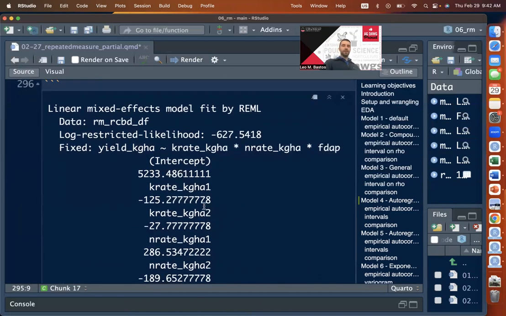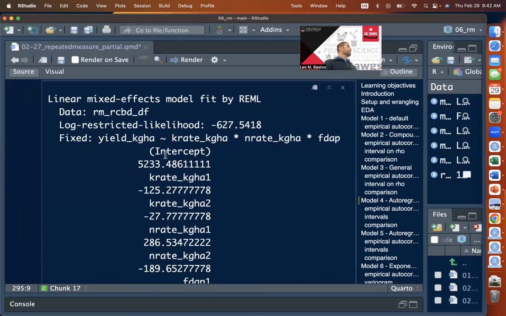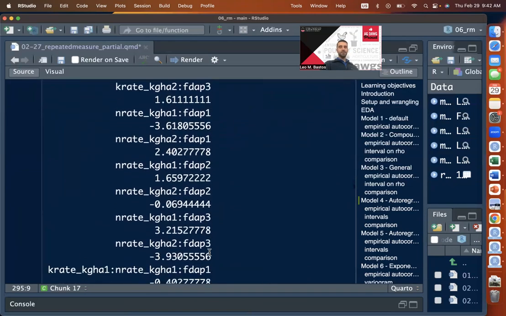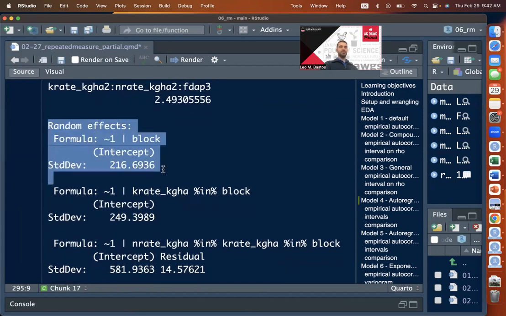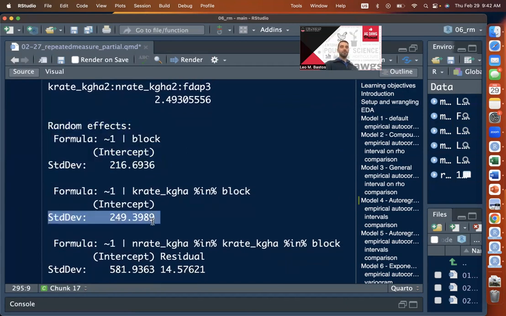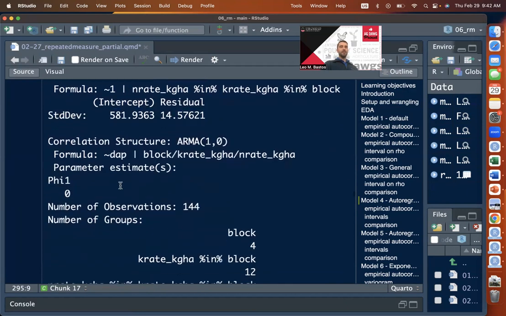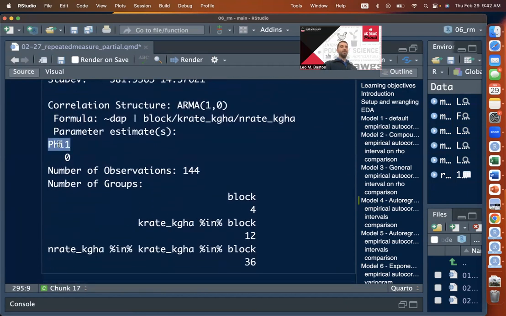So very similar output as far as giving us the coefficients of the fixed effects first. And then it's going to give us the random effect summary, so the standard deviation of different levels of our random effects. And then it's going to give us this argument called phi1, which is the correlation being calculated from this type of structure. And we see here that the value that is estimated, at least on my side, is 0. I think it's probably 0 on your side as well. So this is just telling us that the correlation that was estimated is 0.